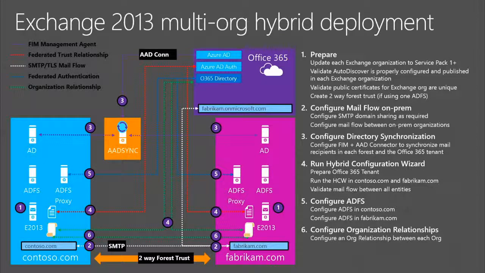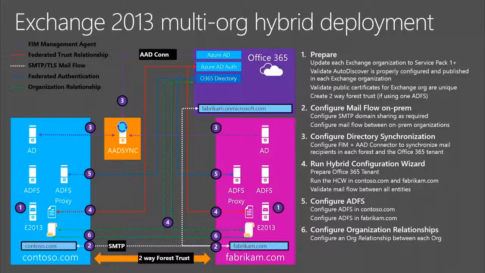And configure your org relationships. When I say configure your org relationships, what I'm talking about there is the Hybrid Configuration Wizard will configure your org relationships between your on-premises and your cloud environment. So if you run it from org A, HCW will configure that. You run it from org B, HCW will configure that.